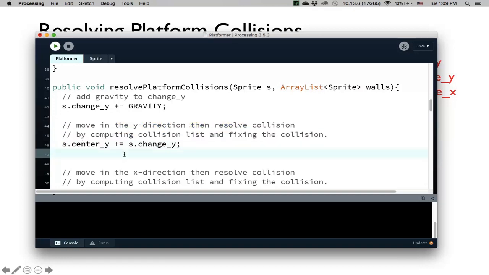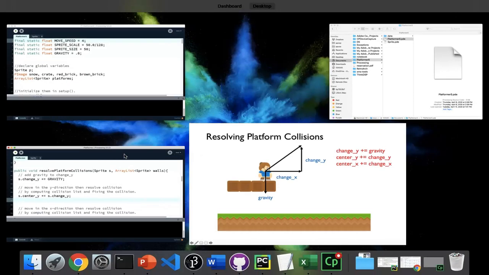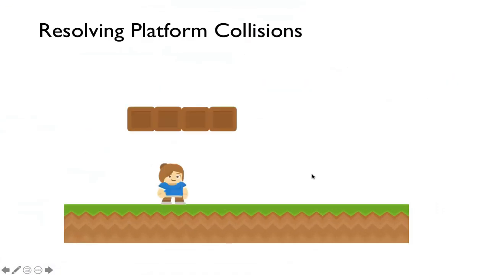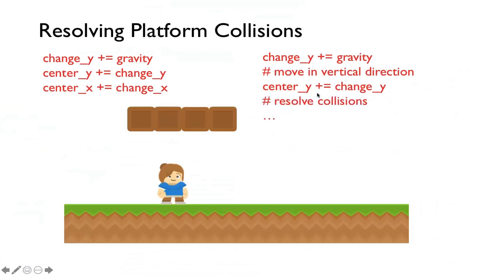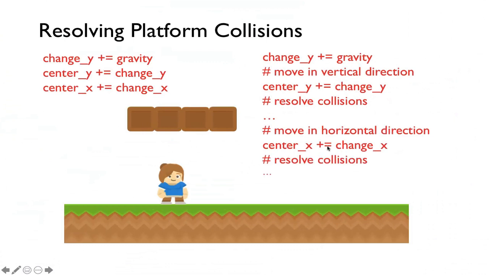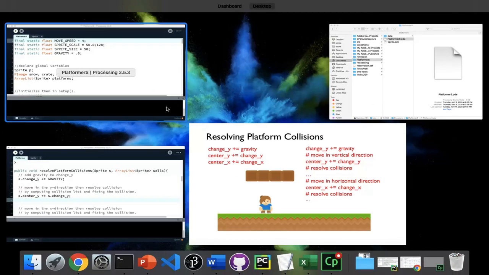So how do I resolve collision? Well, let me go back and remind you of the algorithm here. Instead of doing this all together, I'm going to add gravity to change y. I move in the vertical direction by adding change y to center y. Then I resolve the collision. Then I move in the x direction. Then I resolve that collision. By doing it separately, we can figure out what happens and how to resolve it more easily than trying to do everything at once. So that's the basic algorithm we want to follow.